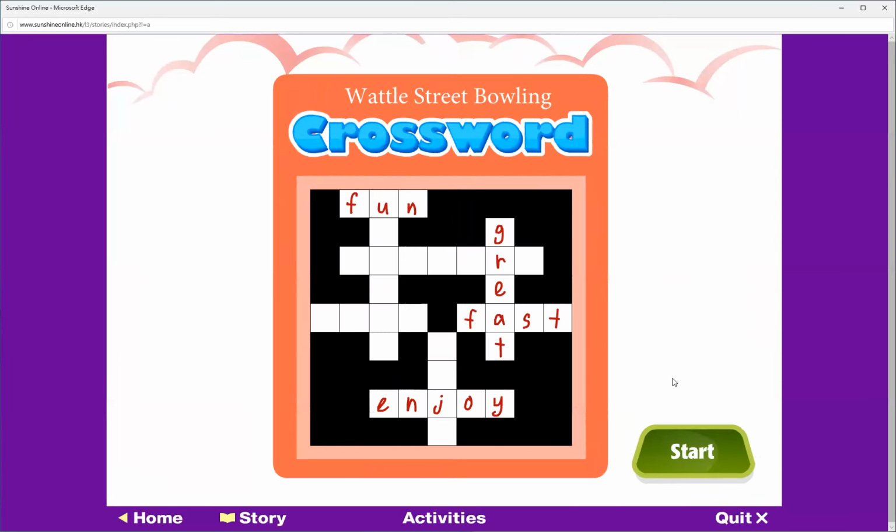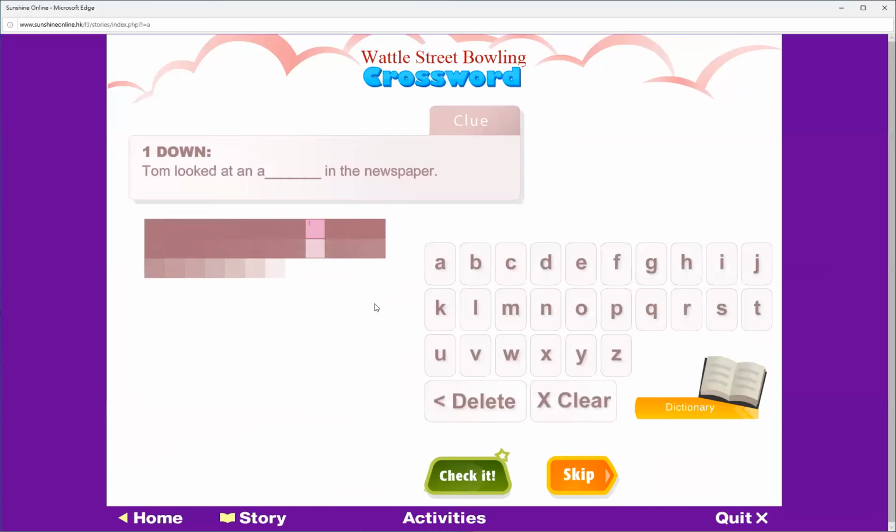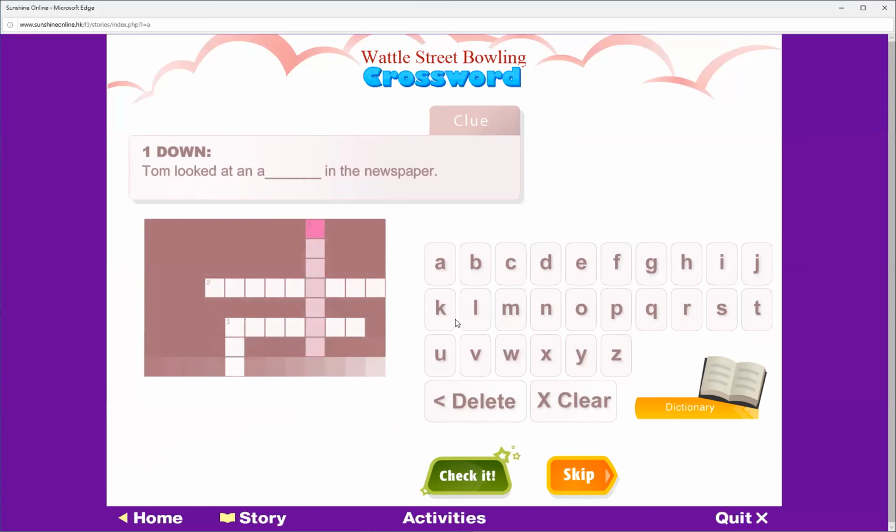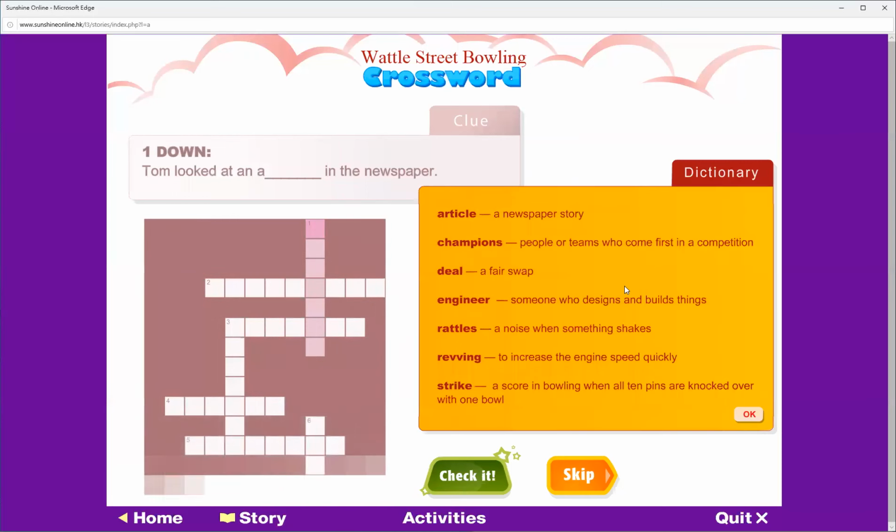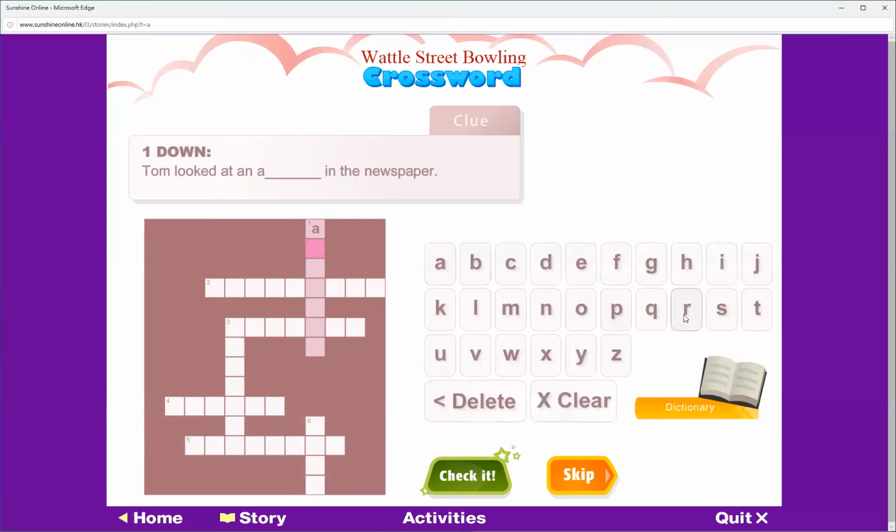Let's do a crossword puzzle using words from the book. A crossword is a fun way of thinking about the meaning of different words. Click on Start. Type the letters to make the word in the clue, then click on Check It. Click Delete to delete a letter. Click Clear to delete a word.